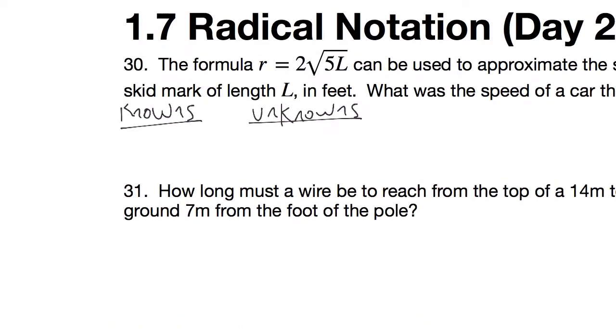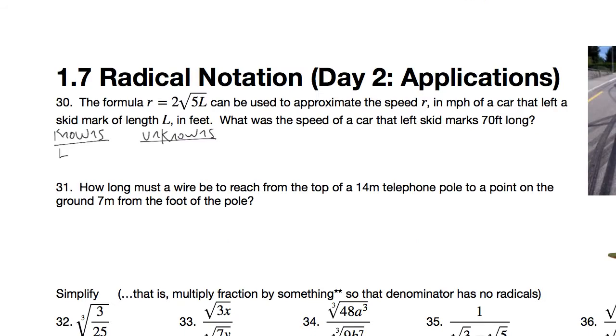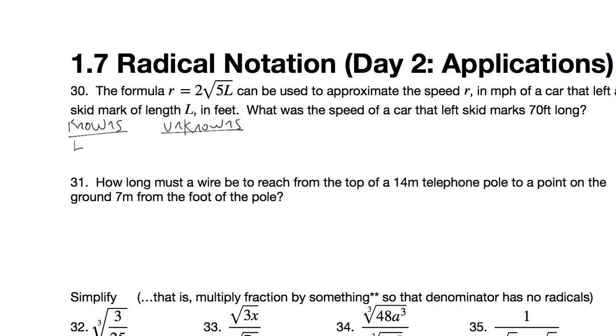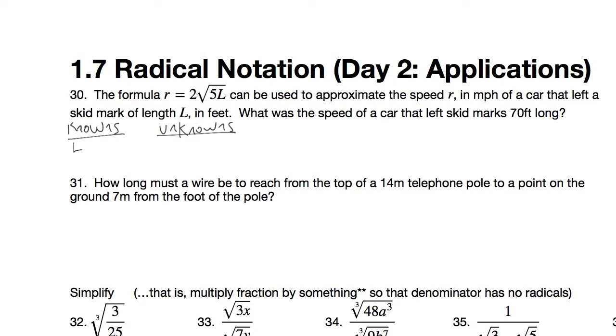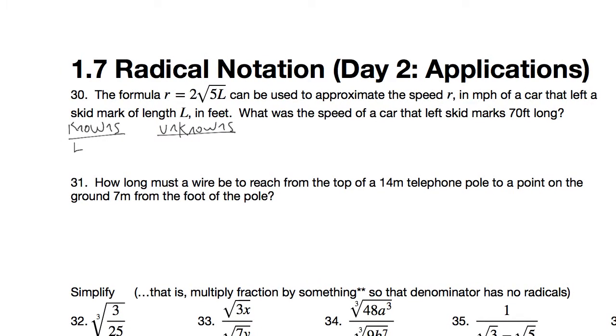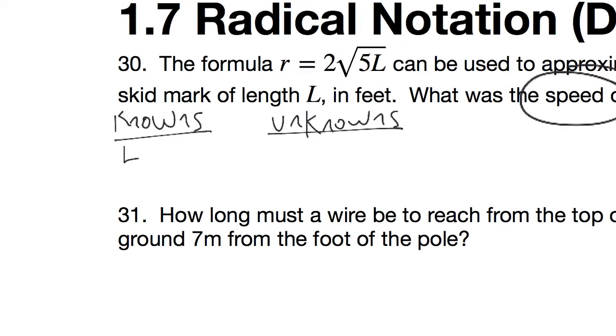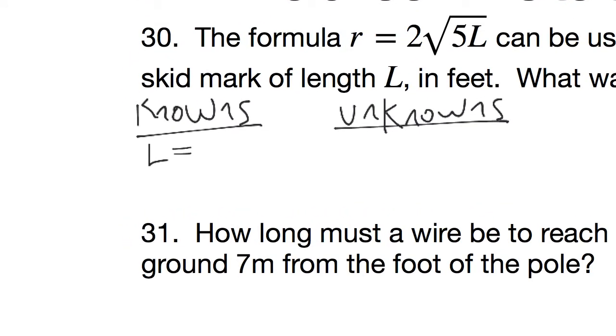Let me just read it first. The formula R equals 2 square root of 5L can be used to approximate the speed R in miles per hour of a car that left a skid mark of length L in feet. What was the speed of the car that left skid marks 70 feet long? So what we know is that L is 70 feet. And what we don't know is the speed, which is R, in miles per hour.